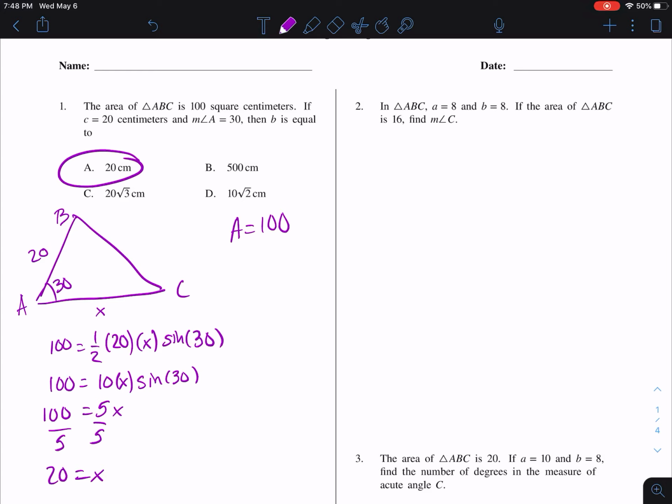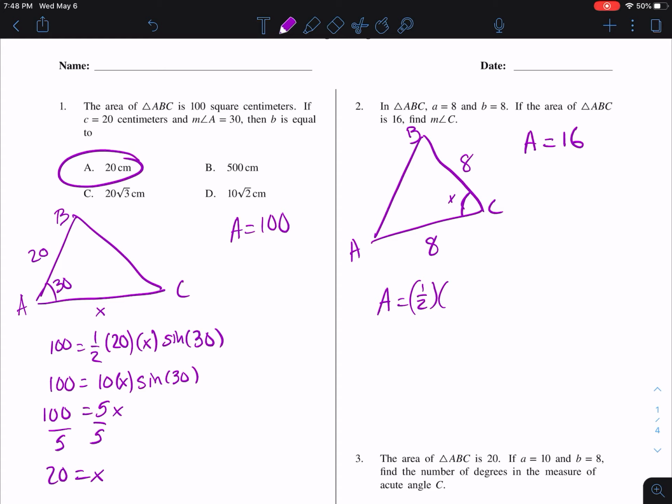All right, let's try number 2. For question number 2, again, I have a triangle ABC. A is 8, B is also 8, and they're telling me the area is 16. They're asking me for C, the angle in between. So again, area will be equal to 1/2 times 8 times 8 times the sine of C. But I know the area. The area happens to be 16.